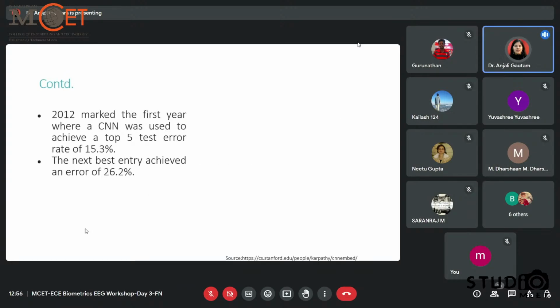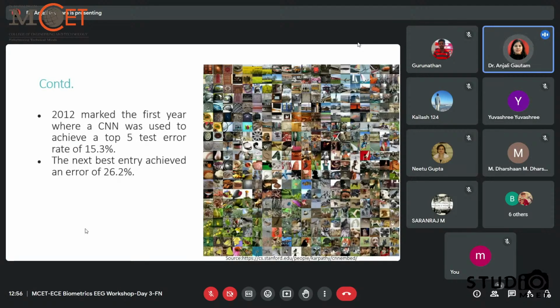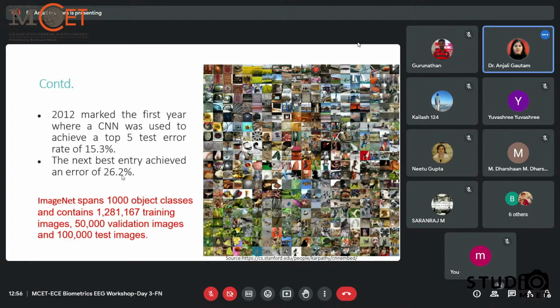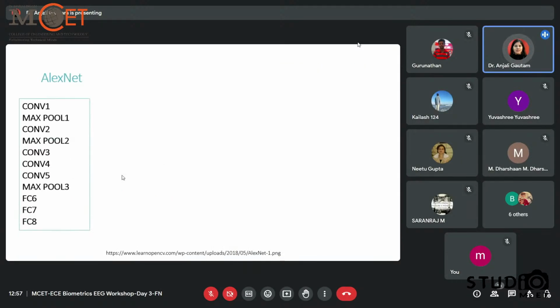So they came up with results where the error rate was only 15.3%, and the next best entry found was just 26.2%. It means it is a huge gap. They were able to achieve much better results as compared to other normal machine learning models. They worked on the ImageNet data set, which has a large number of training, validation and test images. So now just see, this is how the AlexNet architecture looks.